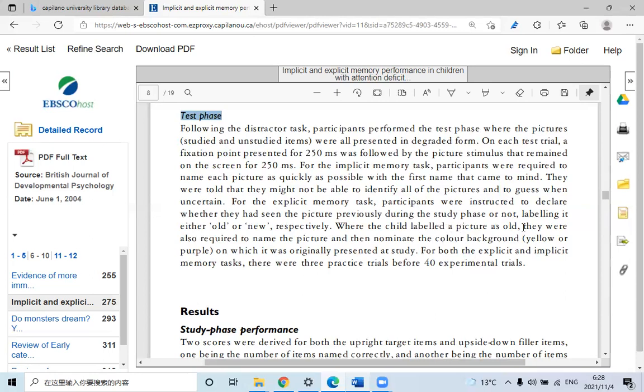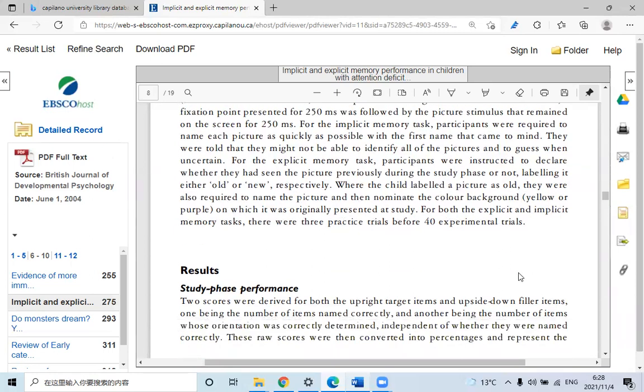Where the child labeled the picture as old, they were also required to name the picture and then nominate the background color. They also reported the background color. For both explicit and implicit memory tasks, there were 3 practice trials before 40 experimental trials. Now they have a clear description of implicit versus explicit memory measures. For the explicit memory, it's recognition. Is it old or new? For the implicit memory, it's basically name the object as fast as possible and as accurately as possible.